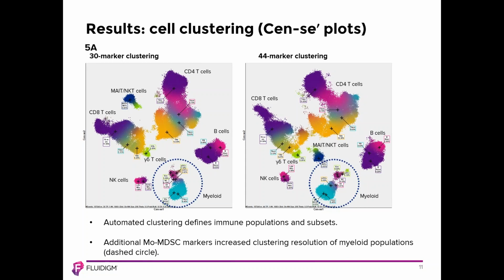On the left, we're looking at the 30 marker clustering, and on the right, we're looking at the clustering with the 44 markers. And what's important to note in the dashed circle over there is that by the addition of the extra markers for further stratification of the myeloid cell clusters into the MDSCs, or the myeloid-derived suppressor cells, we can get greater resolution amongst the cluster to further resolve these populations.